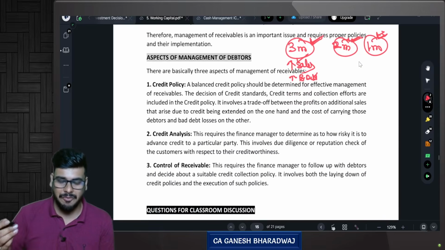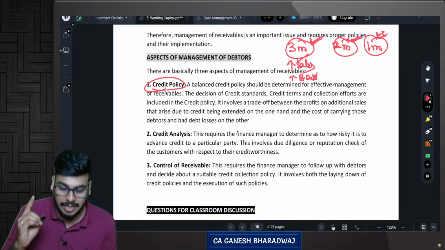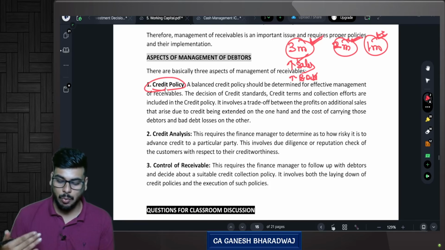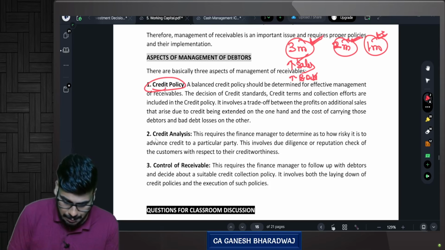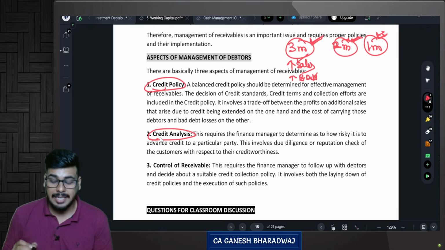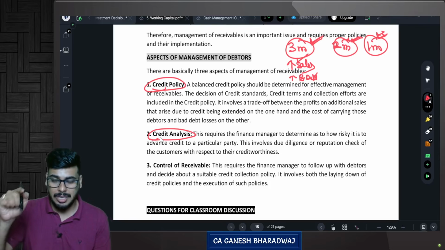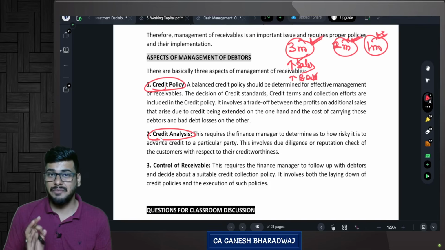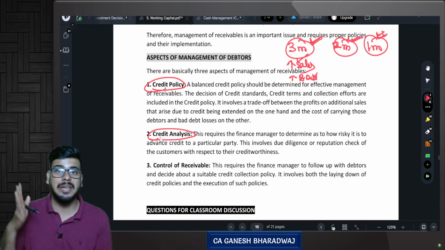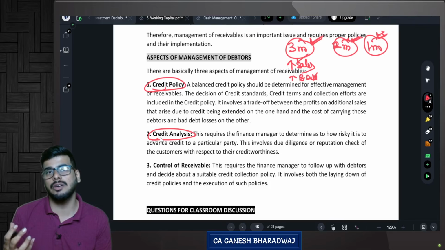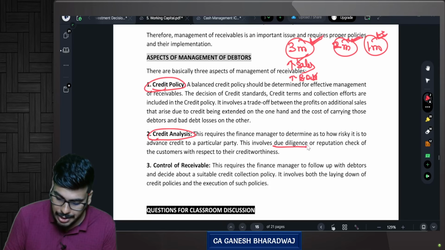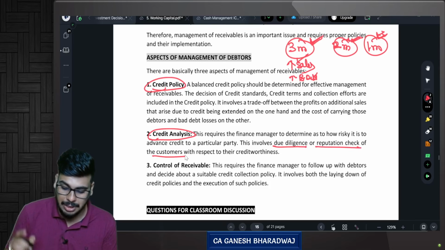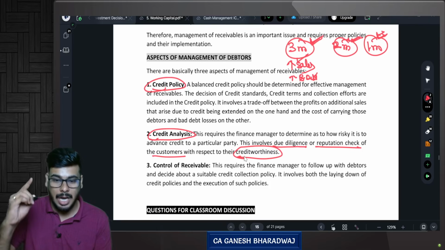So aspects of management of debtors, basically it's about the credit policy. Fine. What are the credit terms I should give them? 1 month or 2 months or 3 months, as the case may be. Credit analysis, that is at the time when I am choosing my customer, I should see whether this guy is going to repay me or not, whether he's credit worthy or not. The credit worthiness should also be seen. This involves due diligence or reputation check of the customers with respect to the credit worthiness. Are you clear with this?